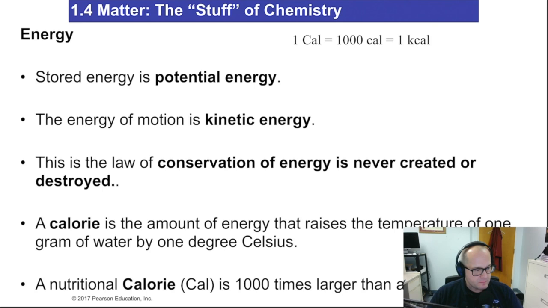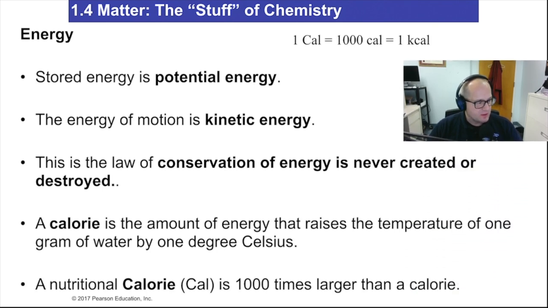Now, in chemistry, we have this thing called the calorie. You've heard of the calorie. The calorie is the energy required to raise the temperature of 1 gram of water by 1 degree Celsius. That is what a calorie is.